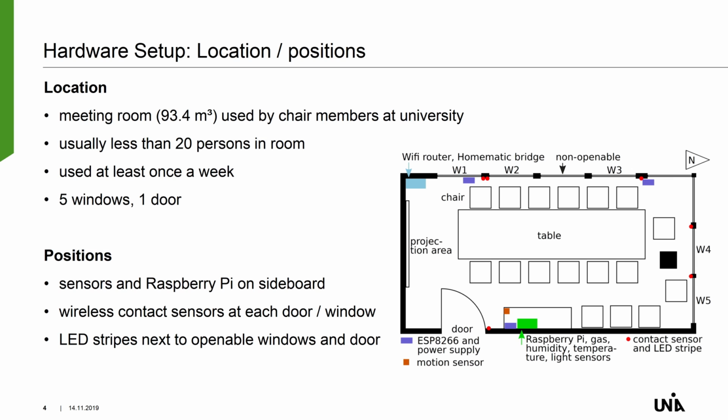The system has been installed in a meeting room which is used by chair members of our university. Usually there are less than 20 persons in the room, and it is used at least once a week. The room has 5 windows and 1 door. The sensors and the Raspberry Pi which controls the whole system are placed on a sideboard. At each door and openable window, a wireless contact sensor and a LED stripe is located.